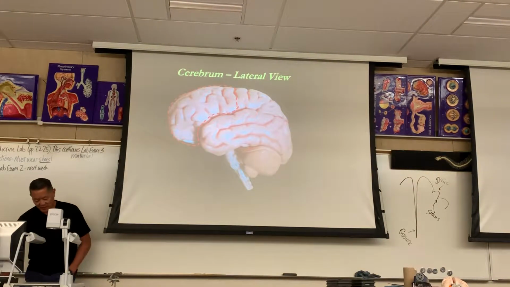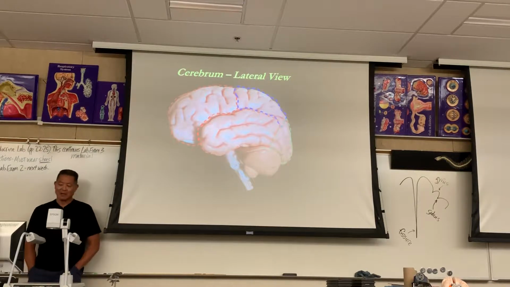From lateral view, we can see all 4 of them. Same red line is frontal, blue line is parietal, green line is occipital. But the one that we couldn't see from the superior view is the temporal lobe there in orange. Everybody got all 4 now? Frontal lobes are the largest, by the way.